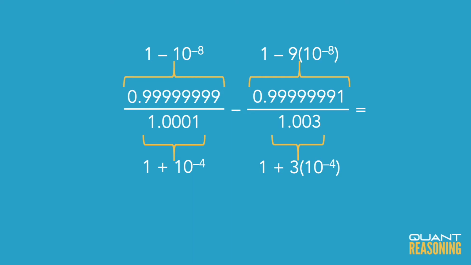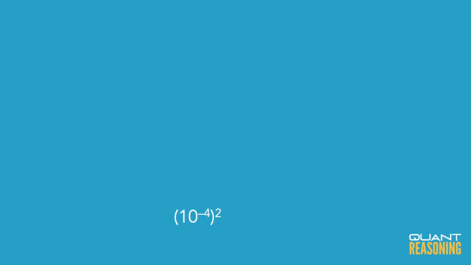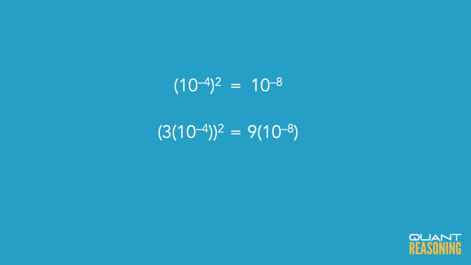Now this is probably as far as a lot of people will get. I mean, even this is already quite advanced. But we have to go even further than that. We need to recognize that if you square 10 to the power of negative 4, you get 10 to the power of negative 8. And if you square 3 times 10 to the negative 4, you get 9 times 10 to the negative 8.